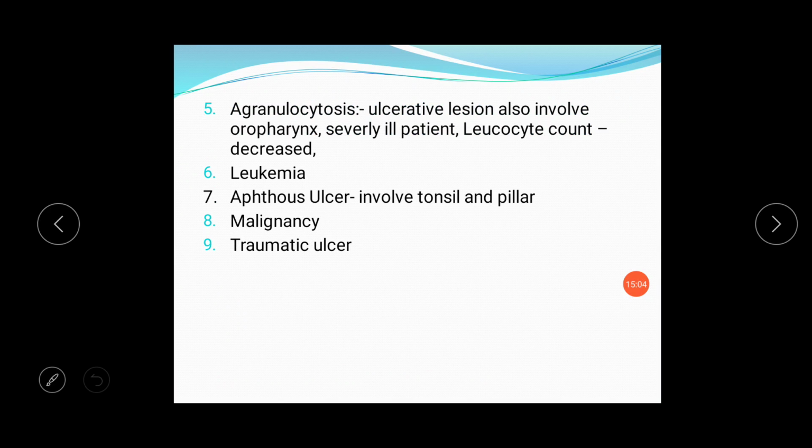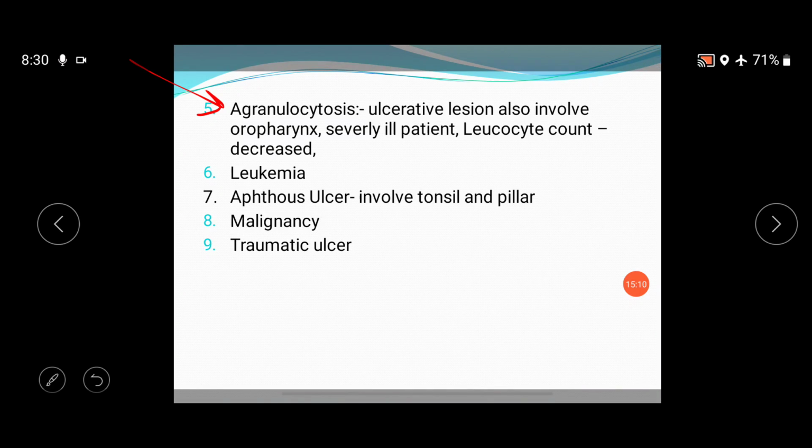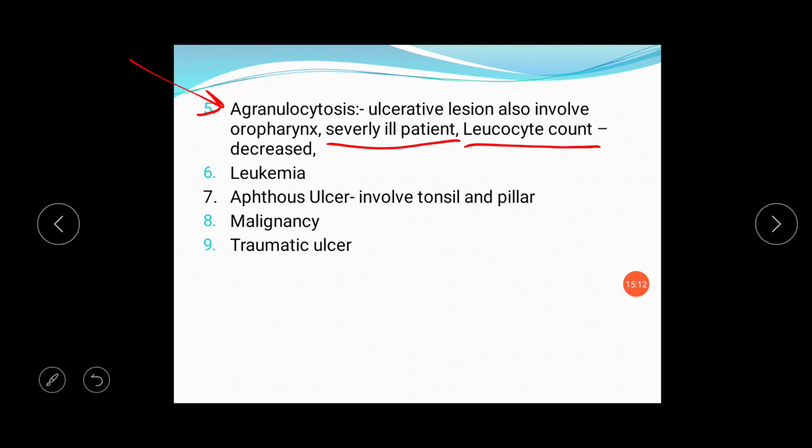Agranulocytosis, in which there will be an ulcerative lesion involving the oropharynx. A severely ill patient will be there and the leukocyte count is usually decreased. In leukemia, there will also be an increase in the size of the tonsil and increased lymph node enlargement.